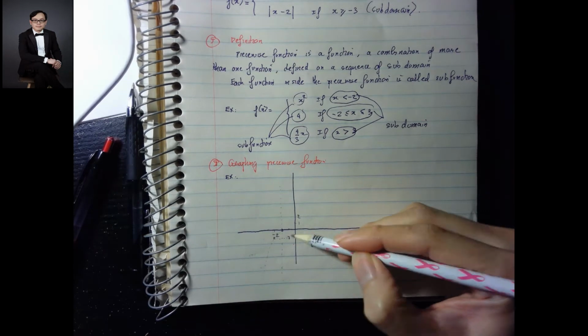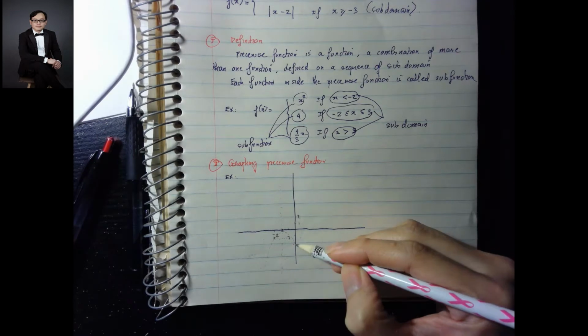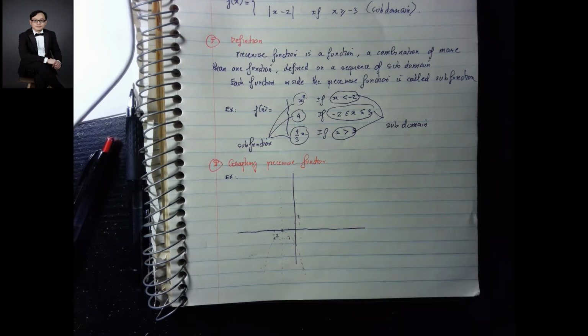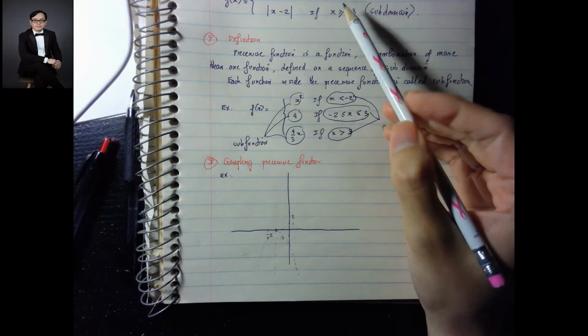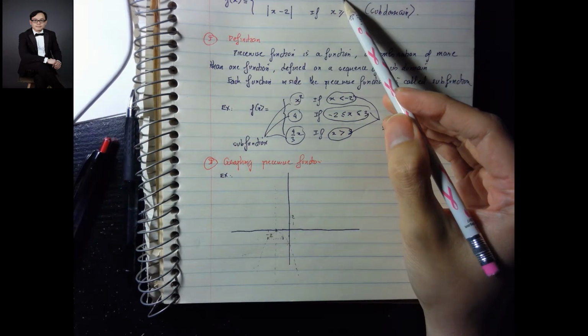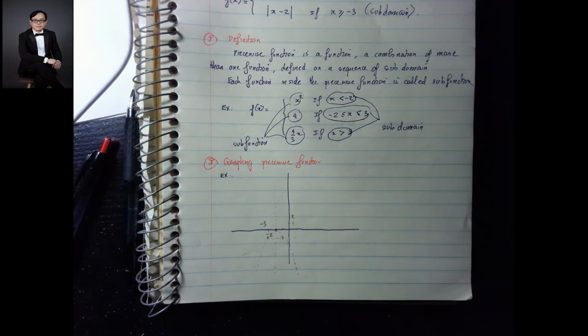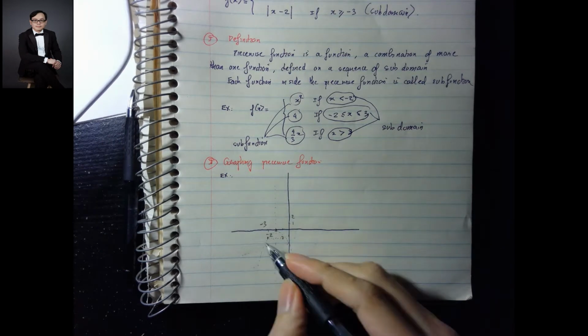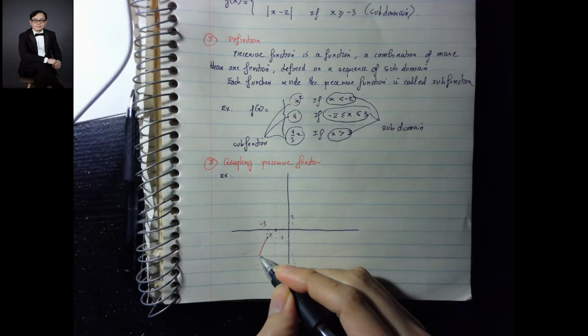Okay. Now let's apply the restriction. We want everything that is less than -3. So -3 right here. So less than -3 will be from here to here only, right? And we have to use the circle because it's not included at -3.